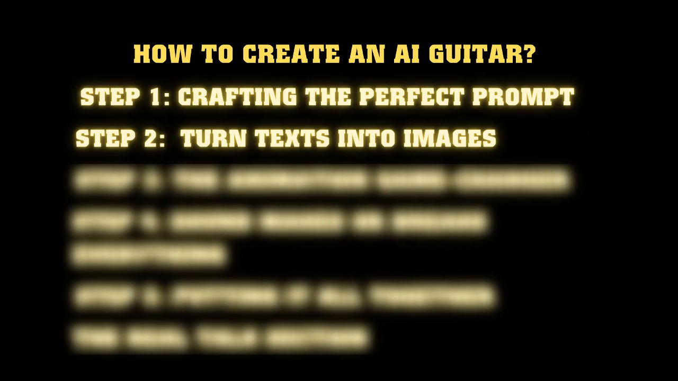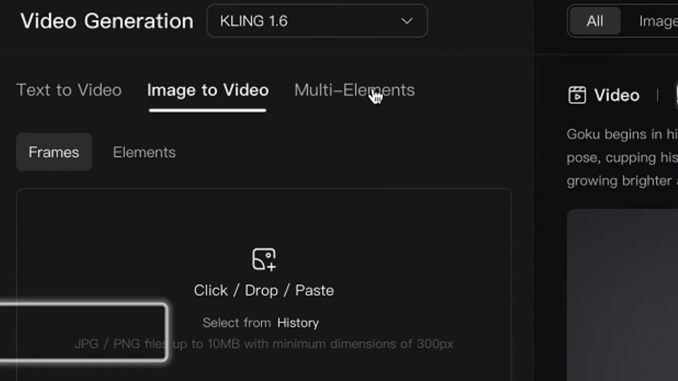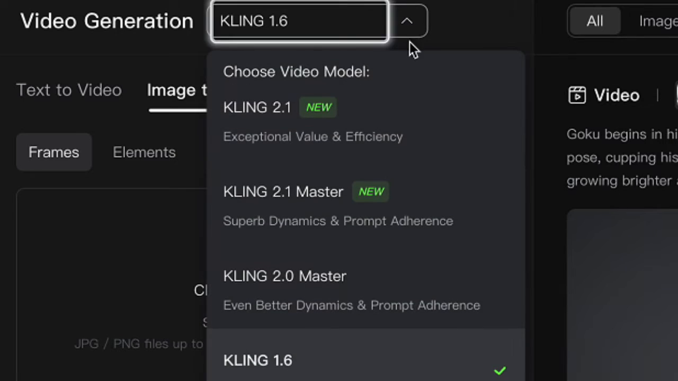Things start getting spicy from here. We're taking those static images and breathing life into them. There are tons of tools out there, Runway, Pika, Halo, but I'm rolling with Kling AI. Here's the deal with Kling. Make sure you're using version 1.6. That's where the magic happens.